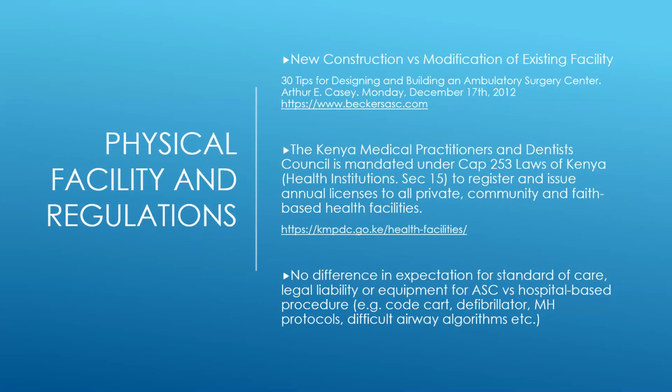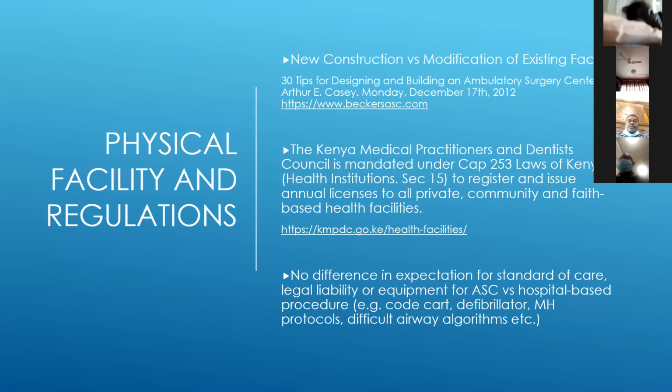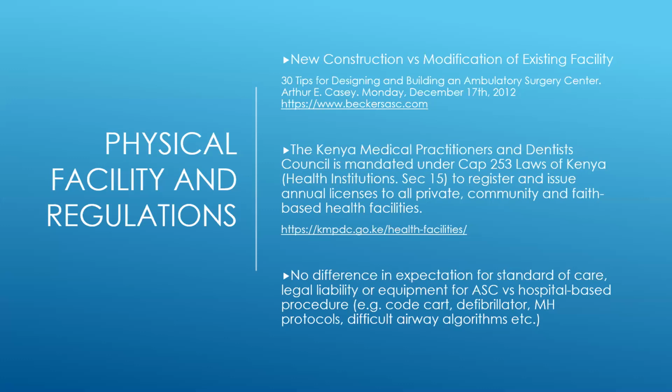With regard to the physical facility and regulations, outpatient surgery centers can be anything from new construction to modification of an existing facility. I have an article from Becker's on designing and building your own freestanding ambulatory surgery center. That same article does talk about modification of existing facilities. What we've seen in the United States is that in smaller rural areas where land and buildings are not expensive, you see a lot of new buildings, a lot of new construction for ambulatory surgery centers. In the cities, especially in New York City, you'll have modifications of office buildings, modifications of parking garages into outpatient surgical facilities.